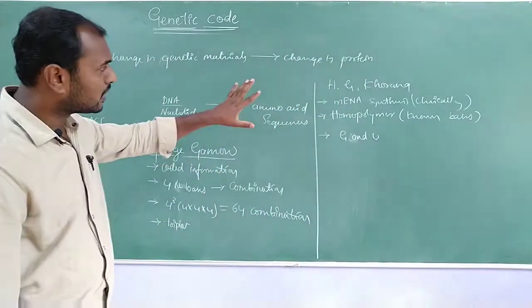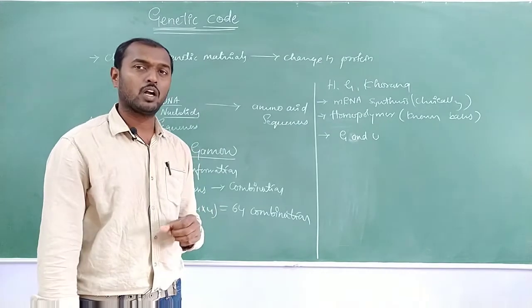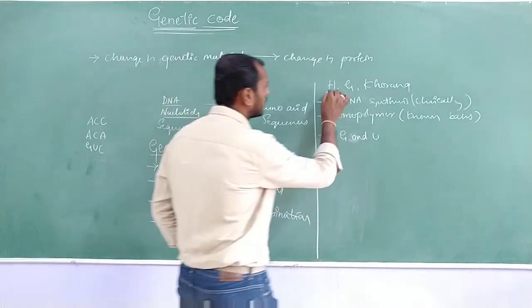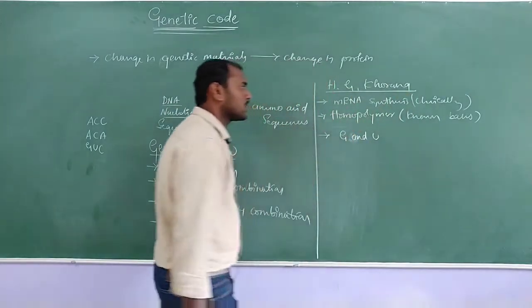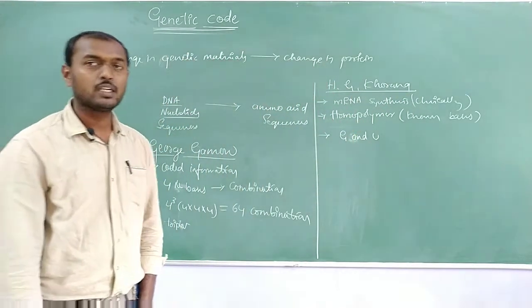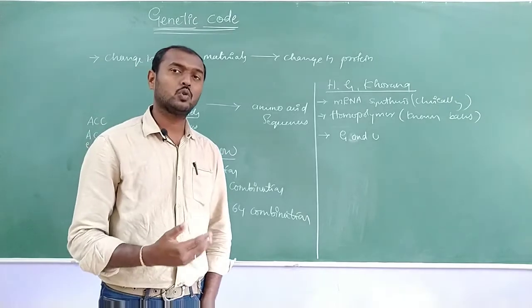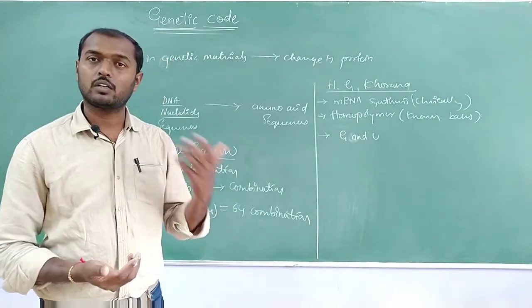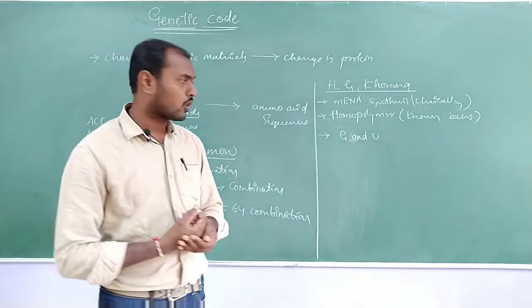So that is the second attempt to explain the genetic code, done by H.G. Khorana. H.G. Khorana is able to synthesize mRNA chemically, to establish or understand the genetic code concept.